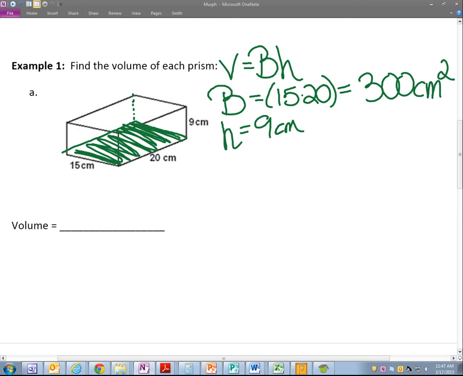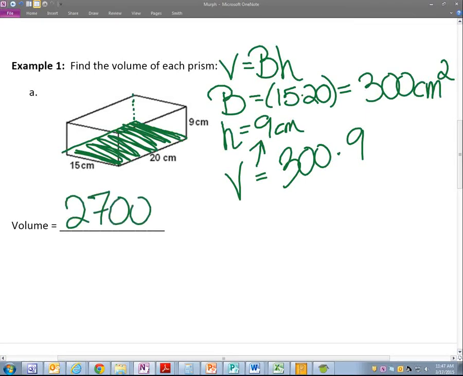So that's how much one slice of that prism has. I'm not done. I said that's one slice. We have 9 slices of that. So my volume is going to be 300 multiplied by 9 slices. So my volume is going to end up being 2,700 centimeters cubed.